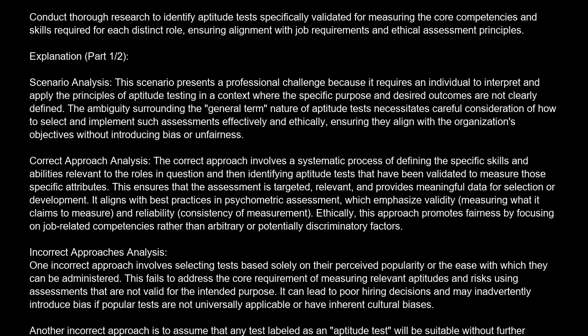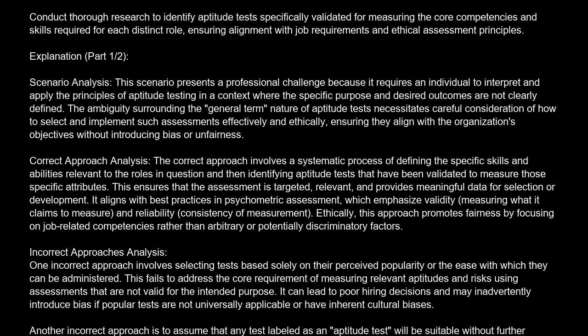The correct answer is C. Conduct thorough research to identify aptitude tests specifically validated for measuring the core competencies and skills required for each distinct role, ensuring alignment with job requirements and ethical assessment principles.